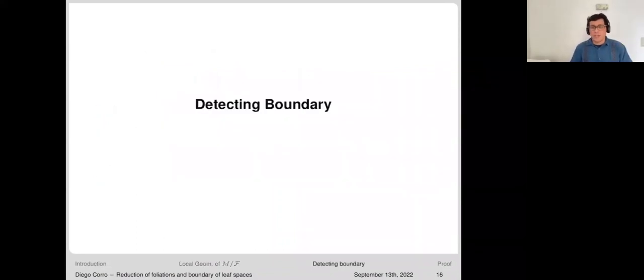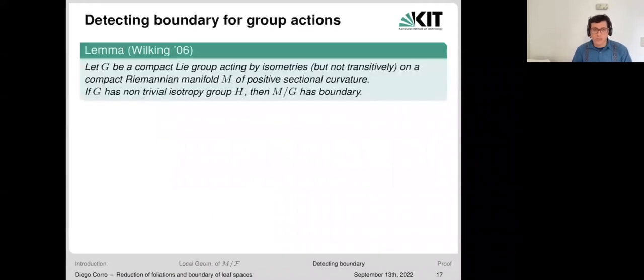So, okay, now we have a rough idea of how we might detect boundary. So now let's actually try to implement this idea. One of the points that we got a lot of inspiration from was the following result by Burkhardt-Wilking for group actions. With this result, you can give sufficient conditions for the orbit space to have boundary. You start with a compact group acting by isometries, but not transitively, on a compact Riemannian manifold with positive sectional curvature. The statement is that if G has non-trivial isotropy group, then the space of orbits has boundary.